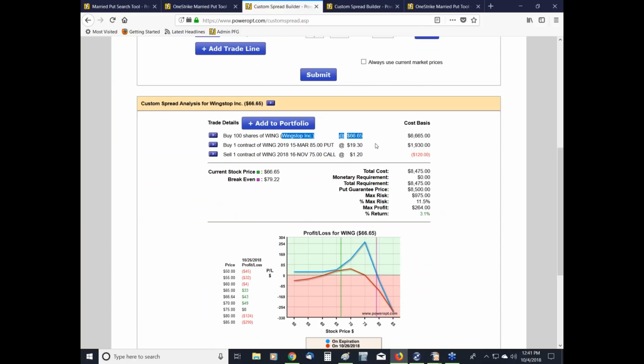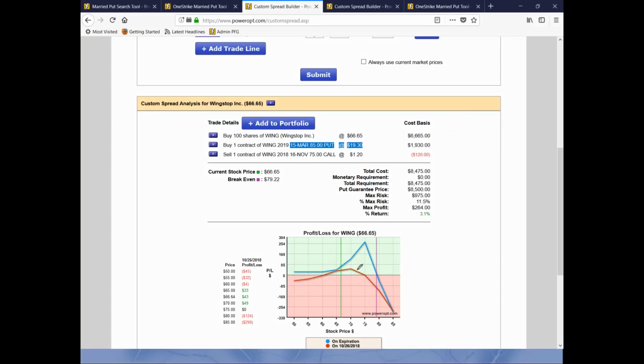I bought the stock at 66. I bought an 85 put for 19.30, which pushed my cost basis up to about 85.95. I now sold a November 75 call. Still pretty far out of the money. But what happens if my expectations are exceeded? Something happens with Wing, and probably between now and November, we have earnings coming out. They haven't happened recently. Let's say the stock does go up to 78, 79 by November expiration.